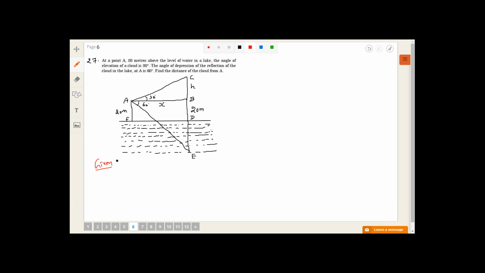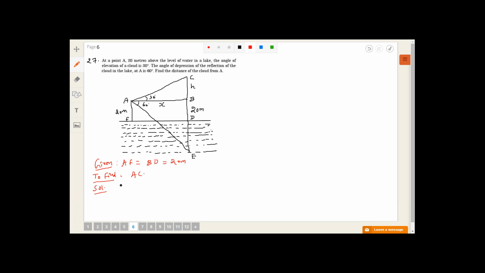Now given AF is equal to BD equal to 20 meters. Now we need to find AC. Now solution.